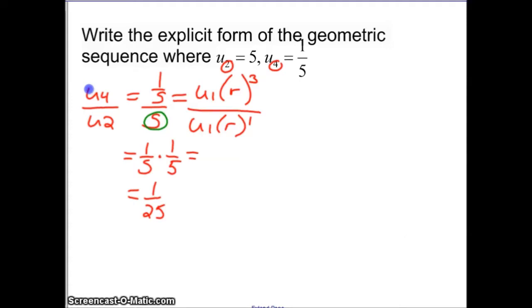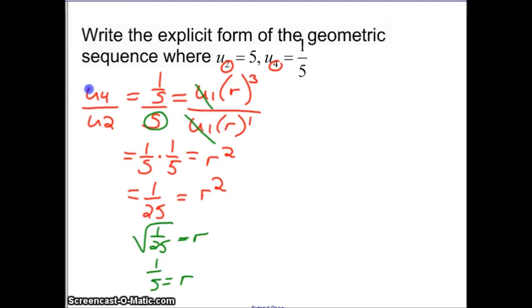The right-hand side of the equation, u sub 1 cancels, subtract the exponents. I have r to the power of 2. To find r, I'm going to take the square root of both sides. So I have the square root of 1 over 25, which is equal to 1/5. So my common ratio is 1/5.